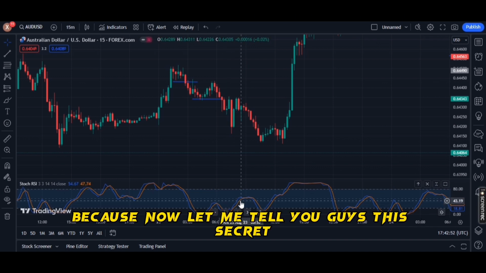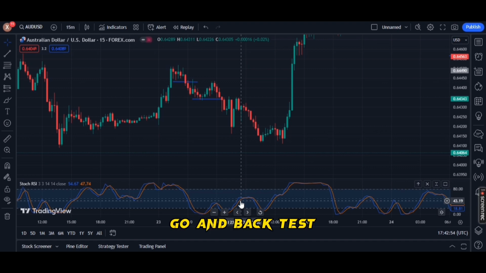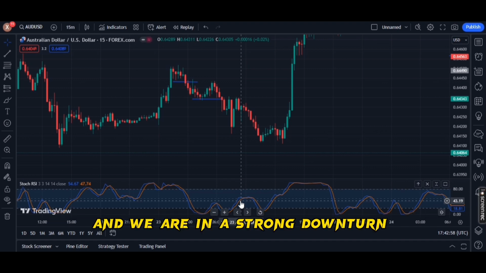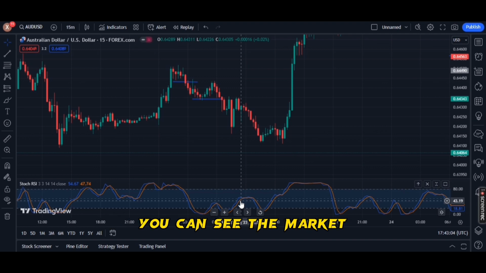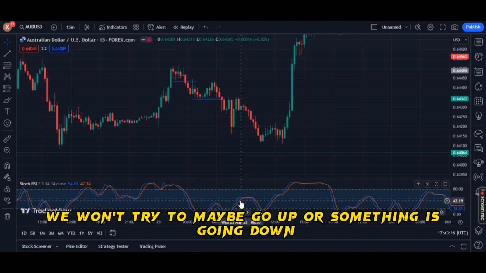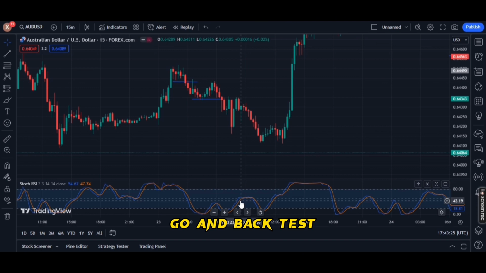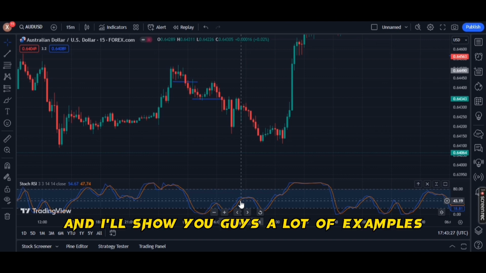Now let me tell you guys this secret. Anytime the stochastic oscillator crosses and we're in a strong downtrend, it's a rare moment where you can see the market not even get past that candle. The trend is dropping straight down, flat. No candle will even try to go up. You understand? You guys will see all these things. Go and backtest, and I'll show you a lot of examples.